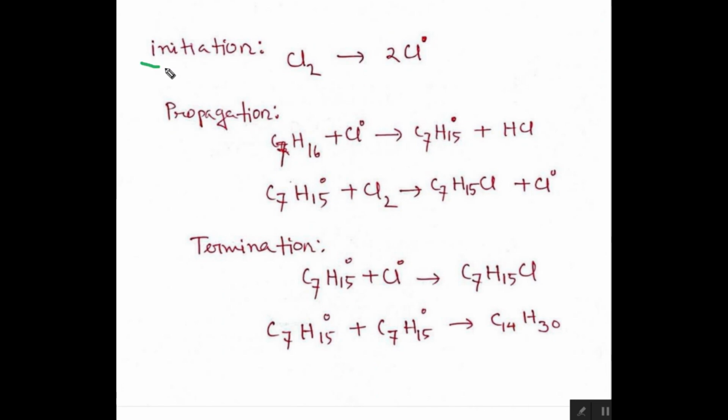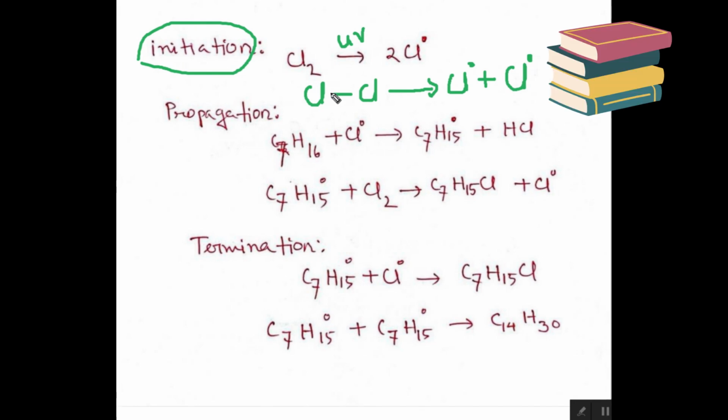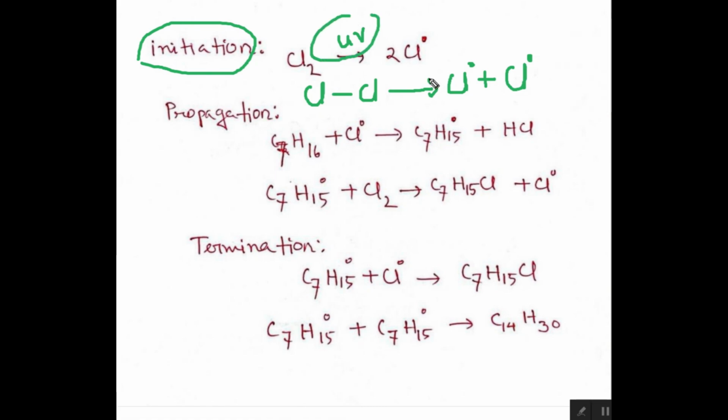You see, first step, initiation. Chlorine in presence of UV light breaks down to form 2 chlorine free radicals. So at first step, initiation, the chlorine bond breaks down in presence of ultraviolet light to form chlorine free radical.